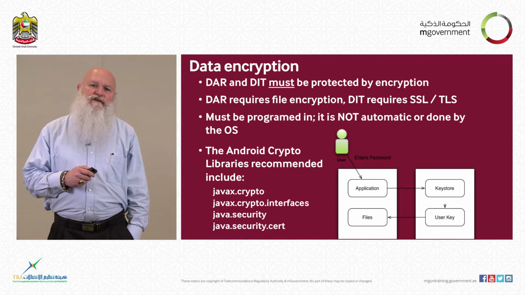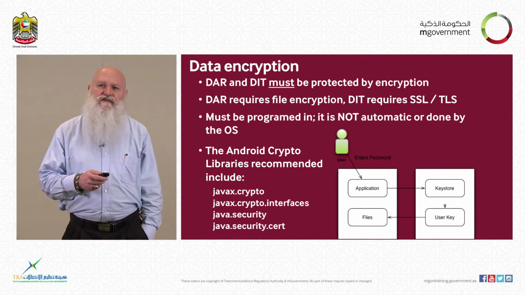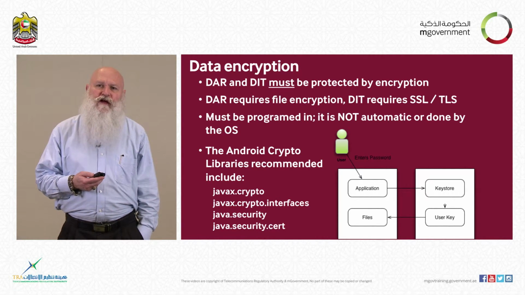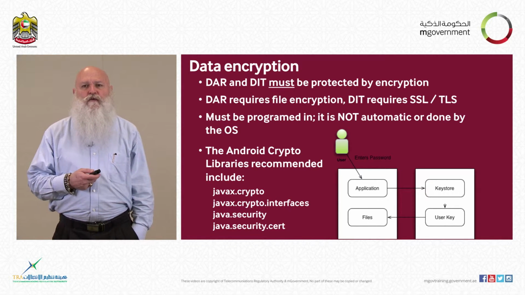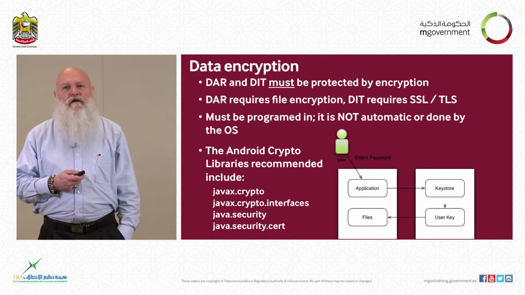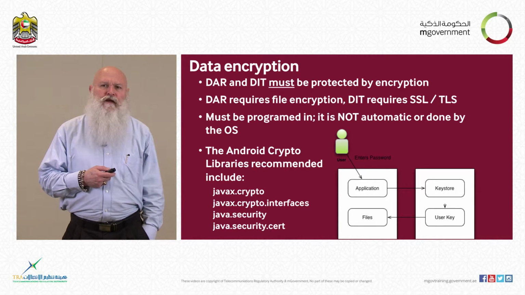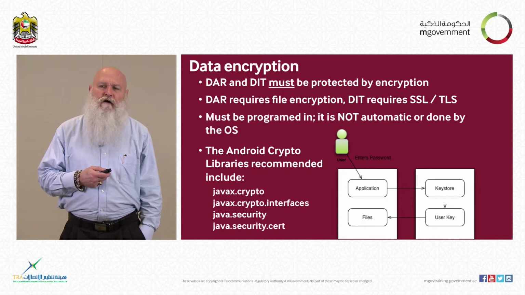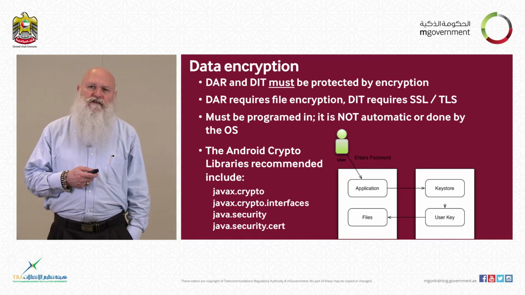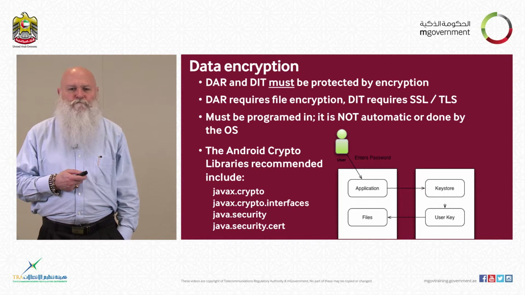Data at rest and data in transit must be protected through encryption. Assume the device will be lost or stolen, and the attacker will have access to the device's memory or removable memory. Data at rest requires file encryption. Data in transit requires securing and encrypting through SSL or TLS, discussed in a later module. This must be programmed in by the application programmer. It is not automatically performed in the current version of the Android operating system. It must be explicitly done by the programmer.